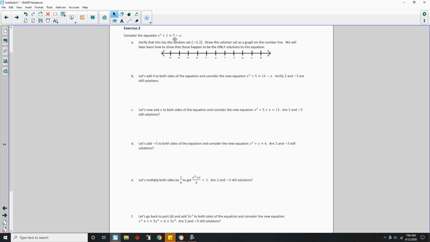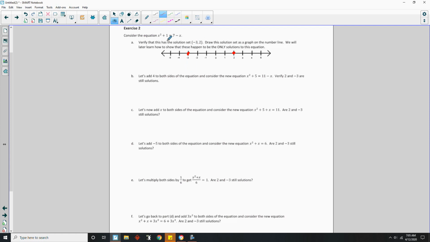Verify that it has a solution set of negative 3 comma 2. Draw the solution set as a graph on the number line. So I'll do that first. When you draw a solution set on a number line, all you do is take the solutions that are in the set and put a dot on the number line where they're located. So if I have a negative 3, then the solution would be graphed by putting a dot at negative 3. And then if I have a 2, then I'd put the solution graphed at 2. So that would be what the solution set looks like for this. Just two solutions that are integers, negative 3 and 2.